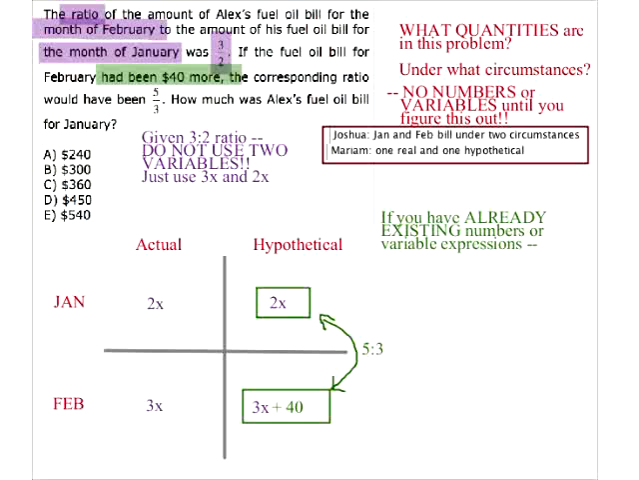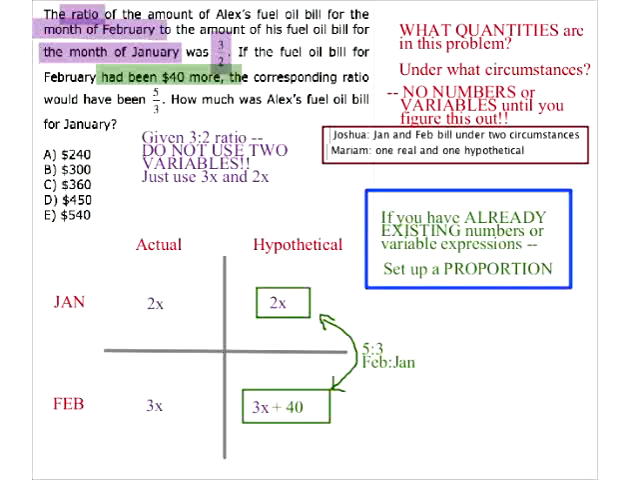So how do you set that up? Yeah, now you set up a proportion. You don't want to set up a proportion if you are defining variables. That's very, very important. But if you have already existing numbers or already existing variable expressions, then you want to go ahead and set up a proportion. What a proportion means is you have your 5 over 3 on one side of the proportion, and then you take the quantities that are supposed to be in the ratio and you put them in there. In this case, you should still have one variable, because the quantities should be defined in terms of one variable, not two.